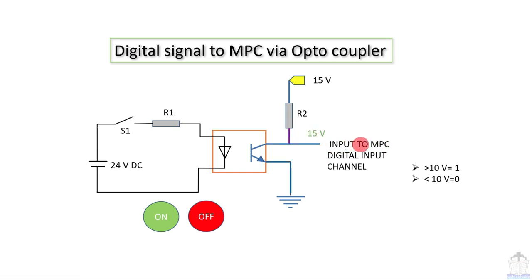Now the input terminal of the MPC will sense 1. So this is how the digital signal works with help of galvanic isolation. So here there is a galvanic isolation. So now we are moving to see the same basic circuit in respect of the analog signal.